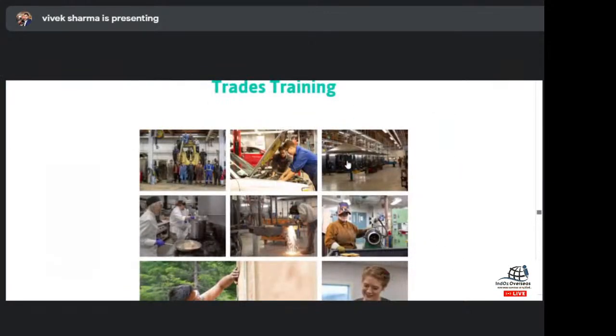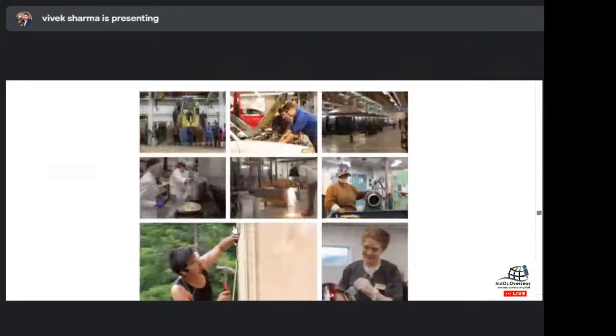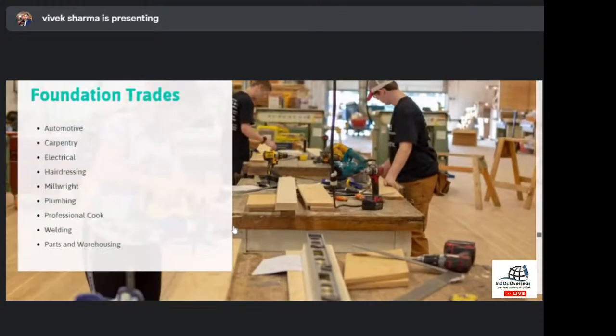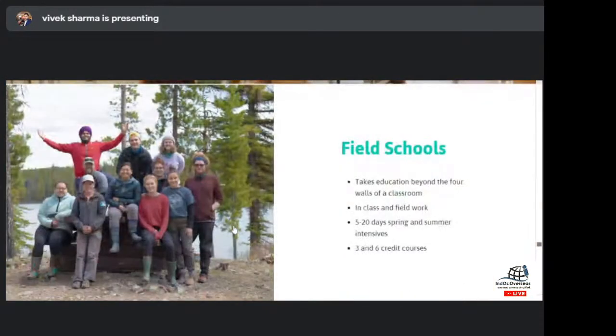We have on-campus workshops for each and every trade for better practical learning. Field schools, yes, we conduct field schools twice a year, especially in the spring and summer seasons. One thing I want to mention is that we also include 3 to 6 credit courses in these field schools, so that students get an opportunity to get high scores in their academics.